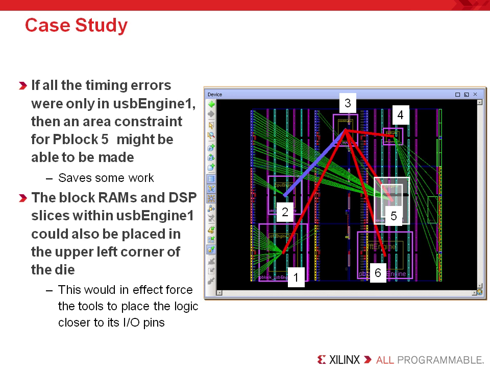The implementation shows the timing errors were only in USB Engine 1. Then an area constraint for Pblock 5 will be done. The USB Engine 1 could also be placed in the upper left corner of the die, which would place the logic closer to the I/O pins.